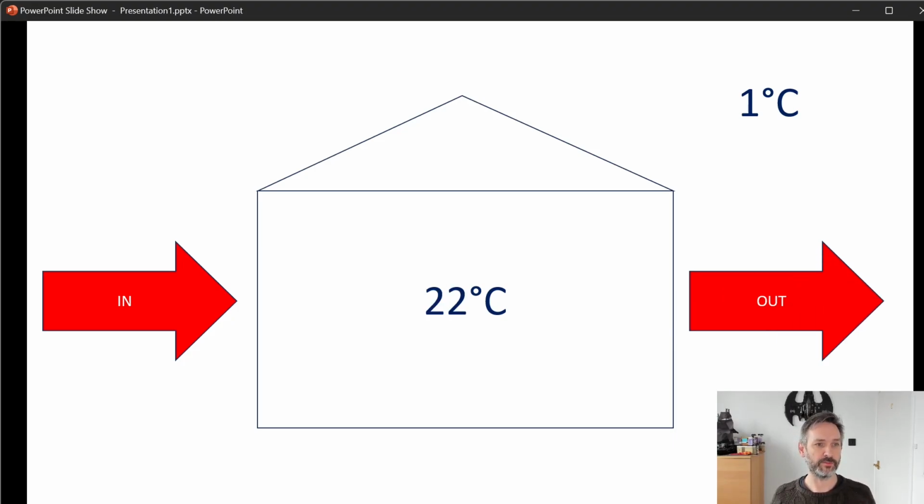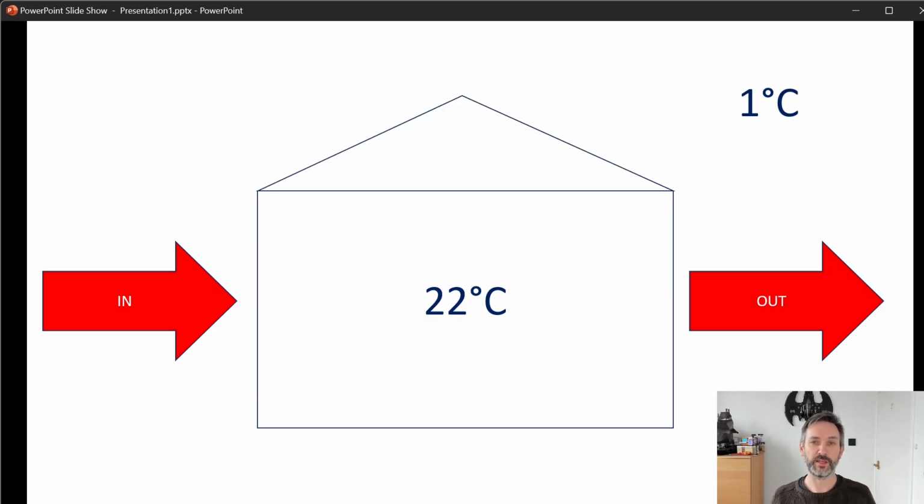Eventually, as we carry on, the rate at which we're putting the heat into the house will match the rate at which we're losing heat. So if we are introducing a fixed amount of heat on one side, that will eventually raise the internal temperature to a certain amount, in this example 22, and at that point we'll be losing heat as quickly as we're introducing it. So we will have reached an equilibrium between heat in and heat out.